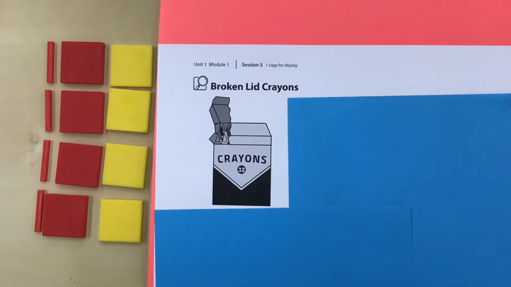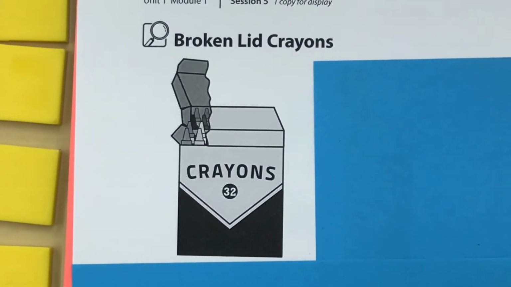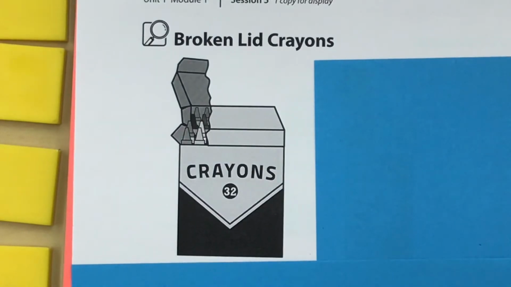So we're going to start by looking at this box of crayons. It has been ripped so you can only see part of the box. It's giving us a lot of information, however. The front of the box tells us how many crayons there are in all. There are 32 crayons in this box.